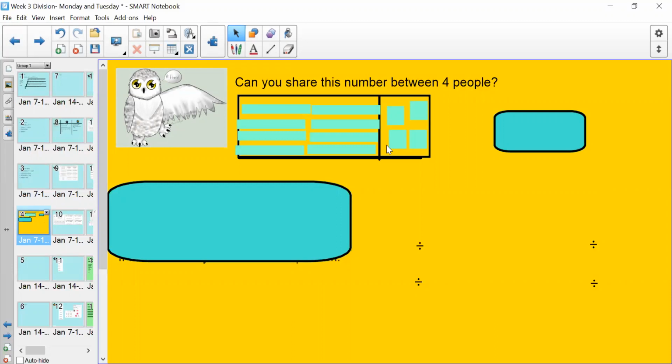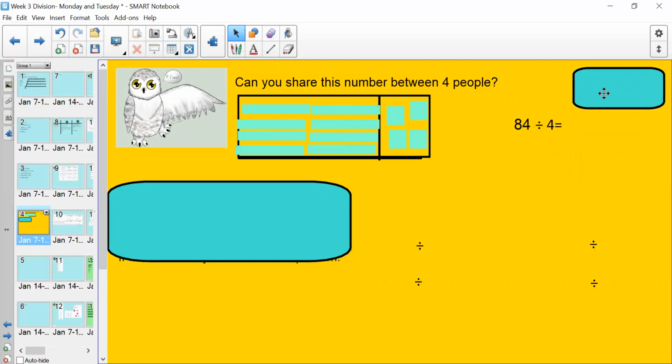Okay, so this would have been a division sum. The big clue there was because we had the word sharing. So we first had to figure out what number this actually was. These are representing tens. So we had 10, 20, 30, 40, 50, 60, 70, 80, and then 1, 2, 3, 4. So we had 84 as our number, and we had to share that between 4 people. So our division sum would have been 84 divided by 4.